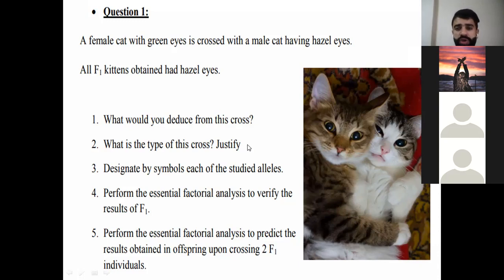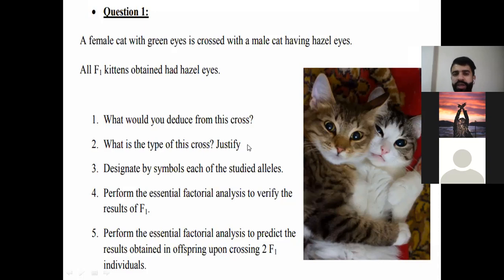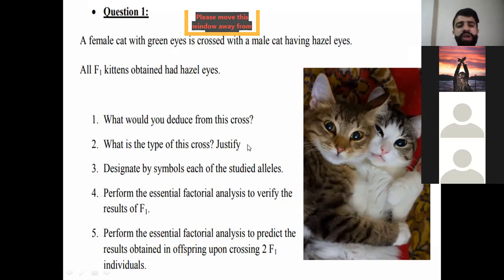Designate by symbols. Which one is dominant? The hazel is dominant. So the hazel allele is dominant over the green allele, which is recessive. So let H capital be the symbol of the hazel allele, which is dominant over the green allele, which is recessive. And let G small be the symbol of the green allele, which is recessive with respect to the dominant allele. Part 4, perform the essential factorial analysis to verify the results. So first, let's solve parts 1, 2, and 3.